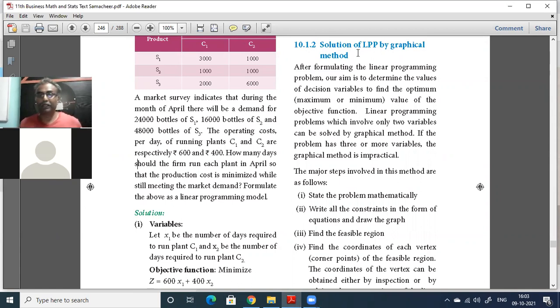So graphical method, what is the constraint? Only for two values. If the decision variables are only two, x1 and x2, only then you can do that. If there are more than two decision variables, you can't do that. But constraints, you can have as many as possible, and each constraint will become a line on the graph. Only linear programming we can solve using graphs.